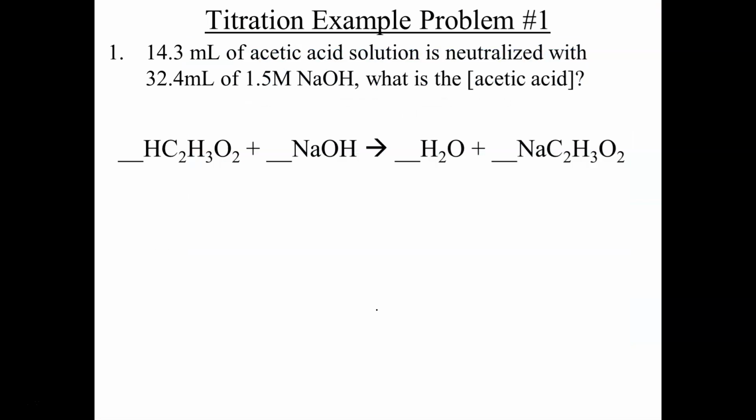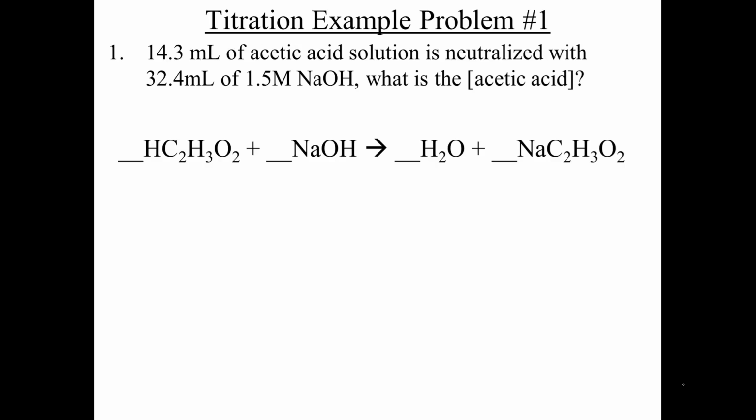Okay guys, let's take a look at some of these titration example problems that you guys have on your note sheet. Here's the first one. This is very, very similar to what you did in lab. So here's the process. You have a 14.3 milliliter sample of acetic acid solution, and that is neutralized with 32.4 milliliters of 1.5 molar sodium hydroxide. I want to know what the concentration of acetic acid is.